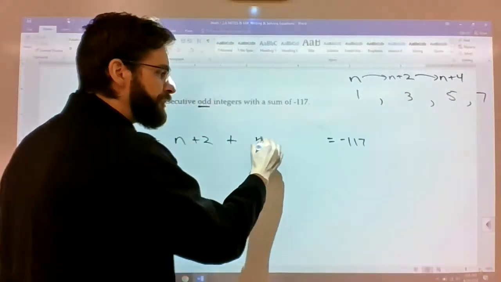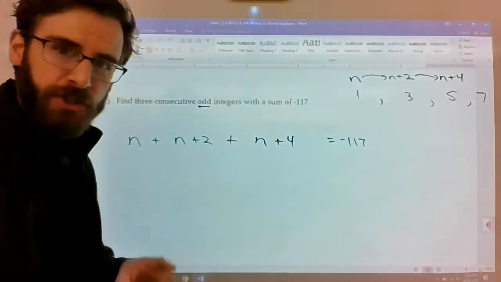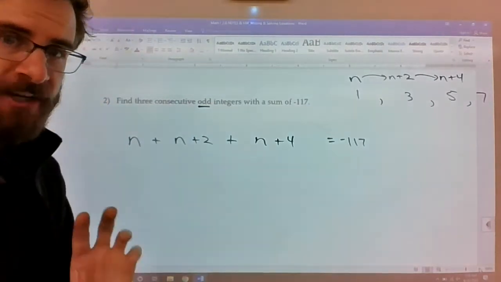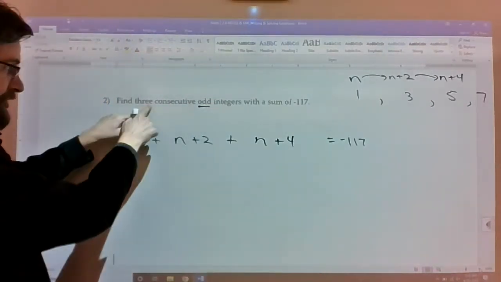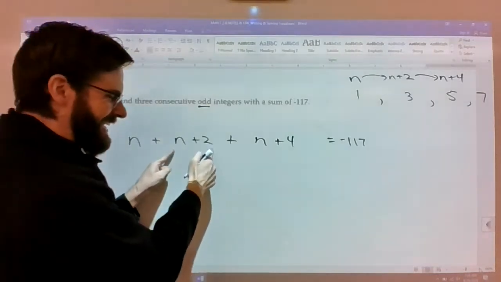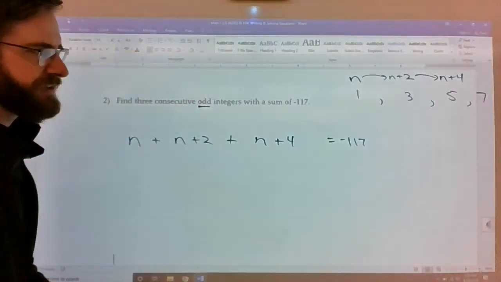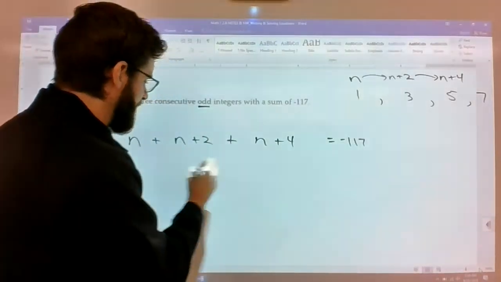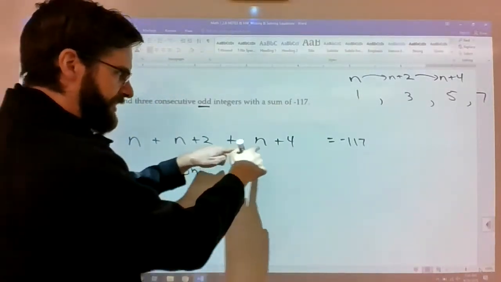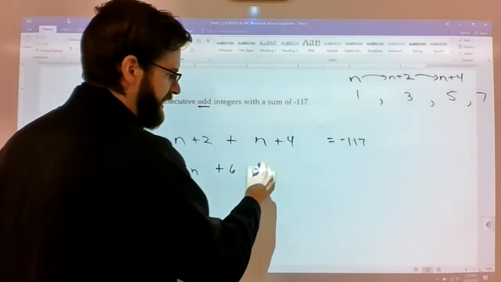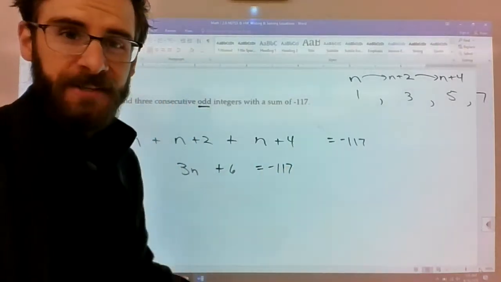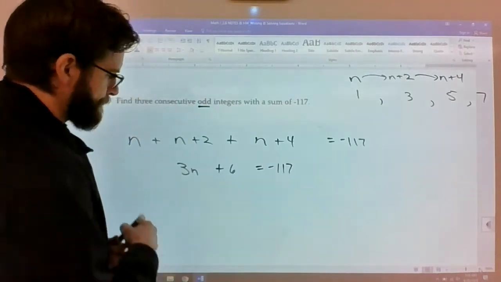Okay, so hopefully you guys see the pattern. Instead of jumping up 1 every time, it jumps up 2 for consecutive odd integers. So it's my first, my second, my third. They've got to add up to negative 117. Combine like terms. So n plus n plus n is 3n. 2 plus 4 is 6. You're still setting it equal to negative 117. And then it's a pretty simple equation to solve from there.